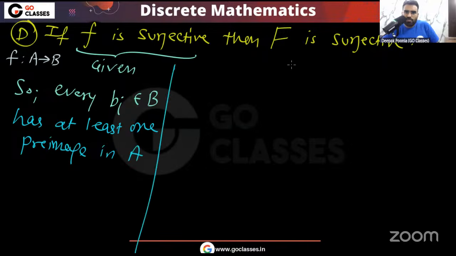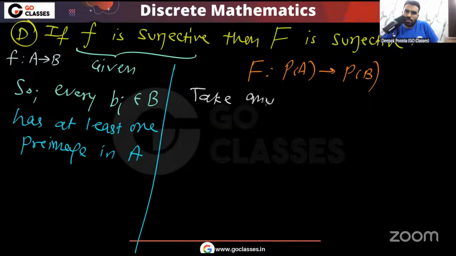Now you do one thing. To prove that this F is surjective, what you do? You take an element of the codomain. Basically, take any element of the codomain.